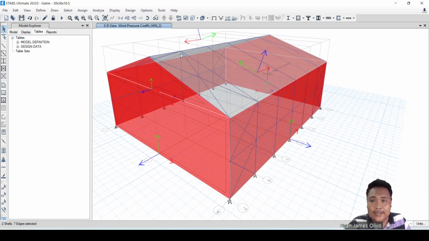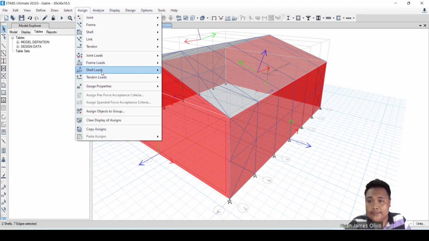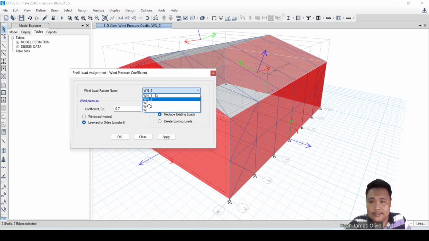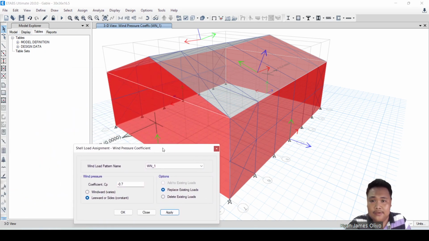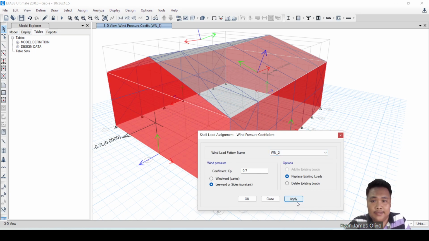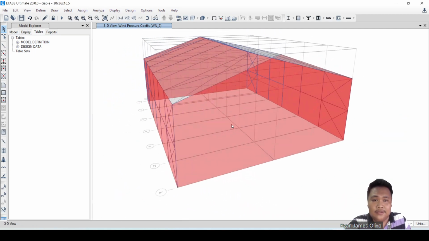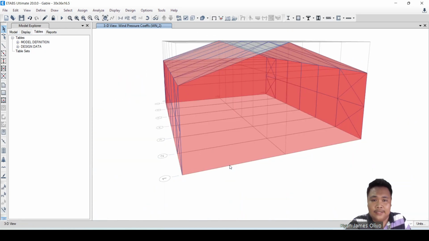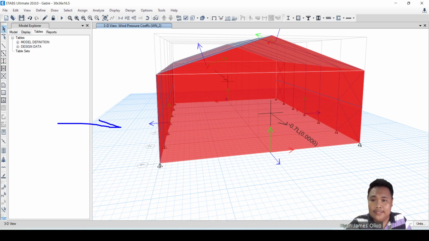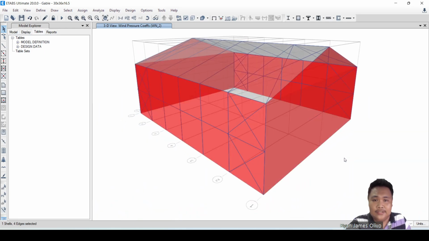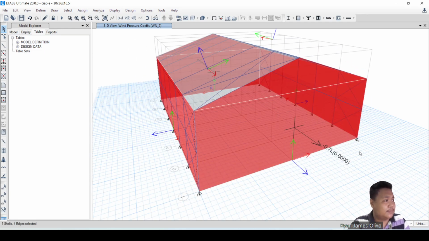So be careful guys in inputting the shell loads. So that is one, apply. Also for WN, apply. Previous also apply. So next, after that we have applied. Let's try this one. If this is our front and wind is blowing here, although it's still the same, it does not change. Then our loading here is 0.8, so it's positive.